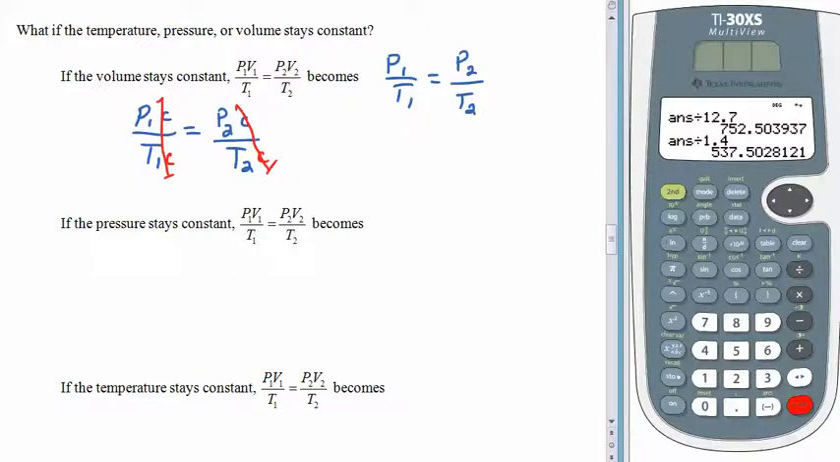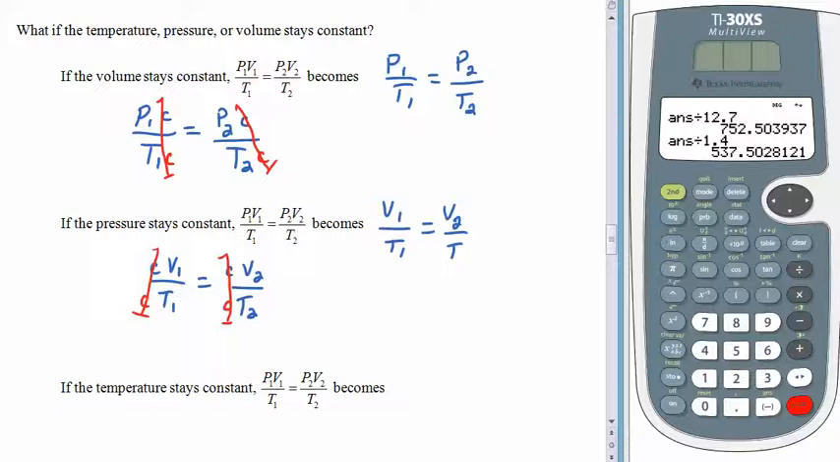We can do exactly the same thing if the pressure stays constant. We can have a constant pressure on both sides of the equation. Divide both sides of that equation by that constant pressure, and that becomes a common factor that just goes away. So we have V1 over T1 and V2 over T2, and those ratios should match.